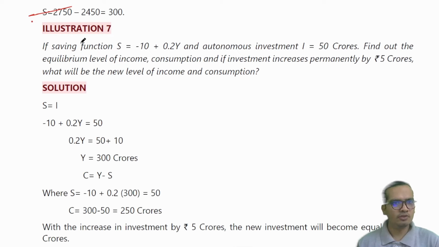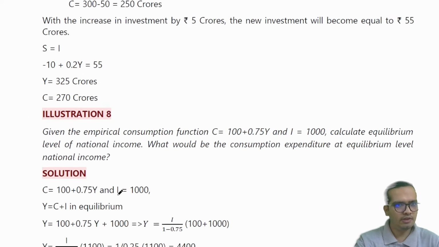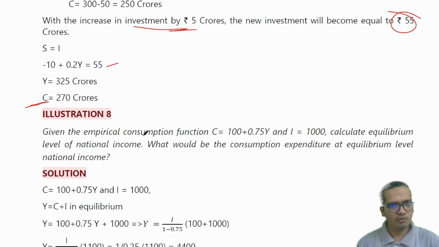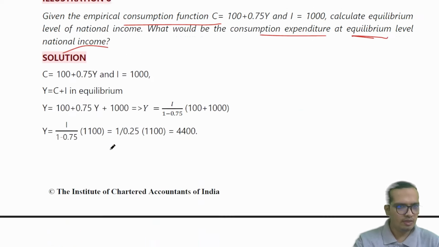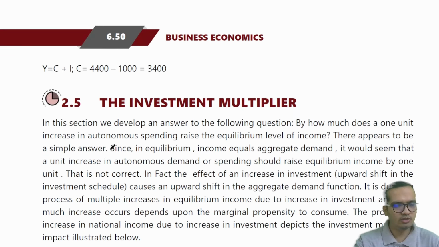Similarly, we have the seventh one. If the saving function is S equals minus 10 plus 0.2Y and the investment is given, what will be the new level of income and output? So S equals I. Then we will put the data. Then we will get C. And now since the investment is increased, the I will be the newer one, 55. So we will again put the data. Then we will get C equals 270 crores. So given the empirical consumption function, calculate consumption expenditure at equilibrium level of national income. Similarly, we have more questions.